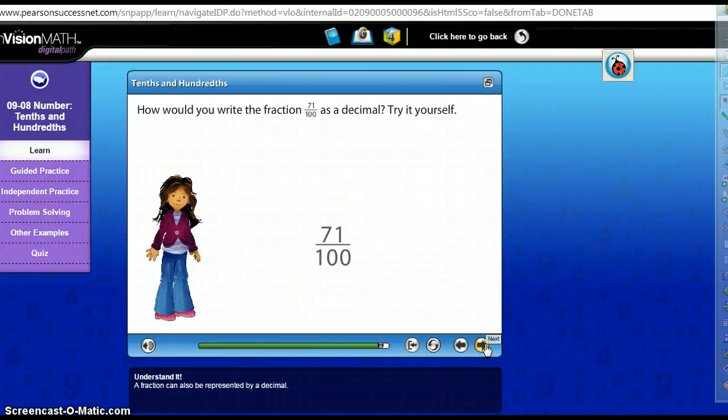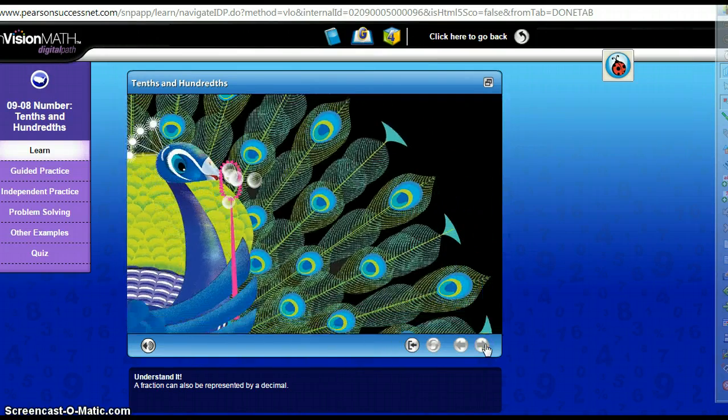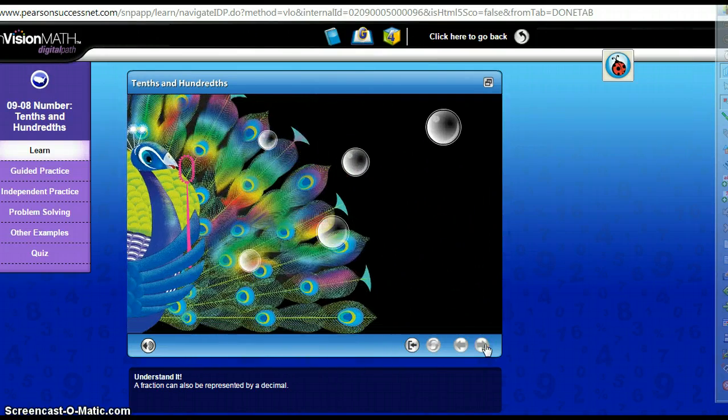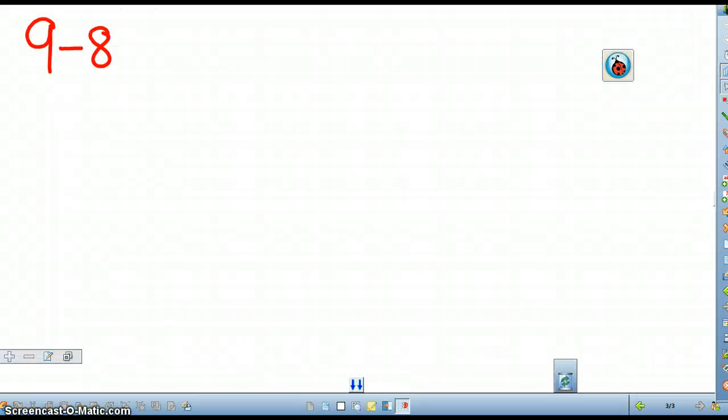How would you write the fraction 71/100 as a decimal, Liz? 0.71. This is where you need to know place value after that decimal point, which is where some of you get confused. All right? So let's do number 1.